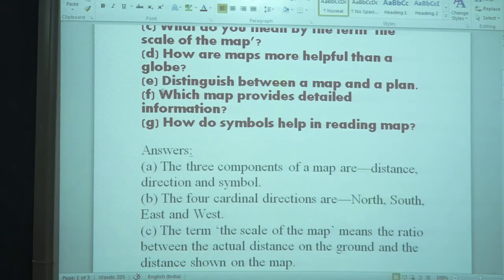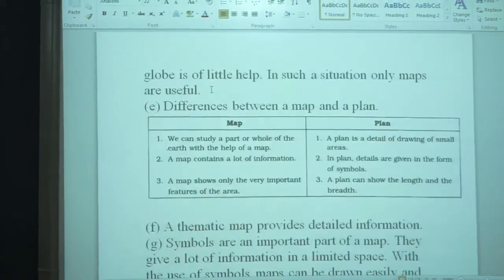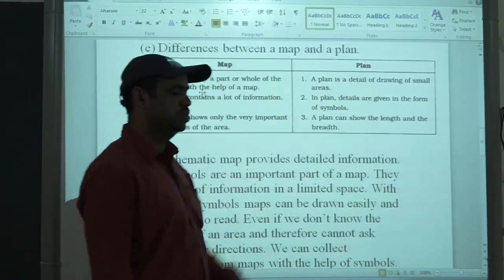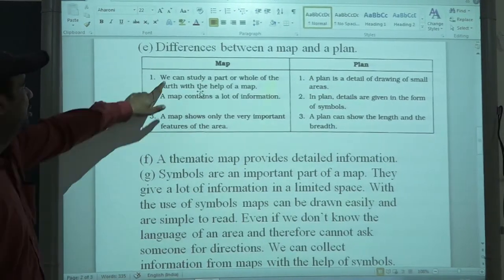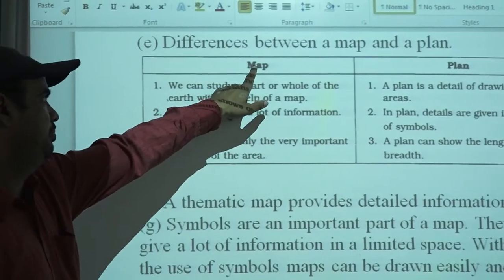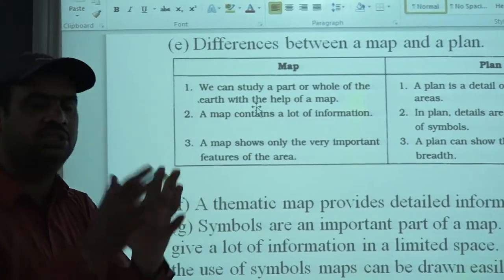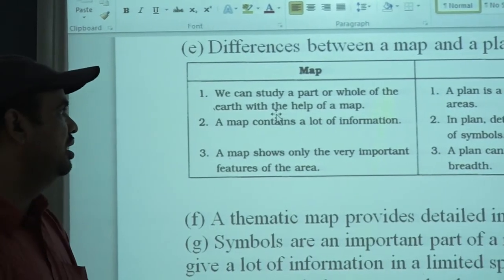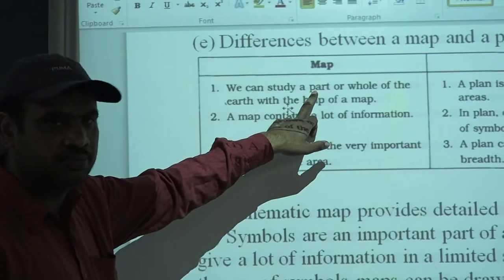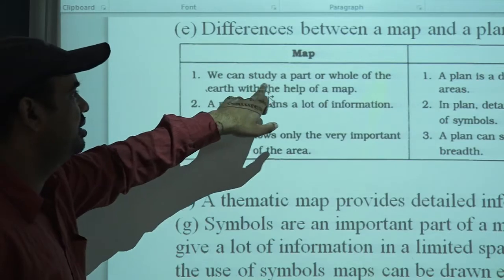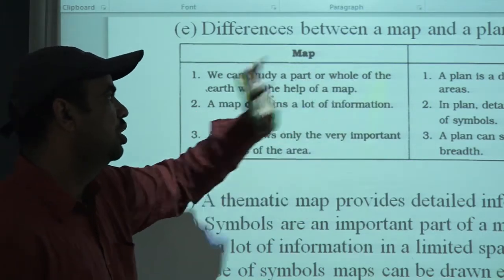The next question is, distinguish between a map and a plan. So there is a difference between a map and a plan. What is the difference, I will discuss. We can study a part or the whole of the earth with the help of a map. Suppose this India is there. In India we have different states. India's different states can be called a part, and we can discuss India as a whole also. So with a map we can study a part and also the whole.